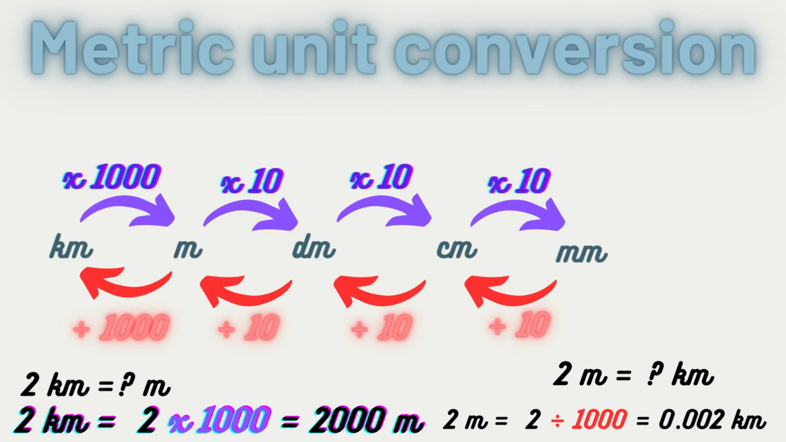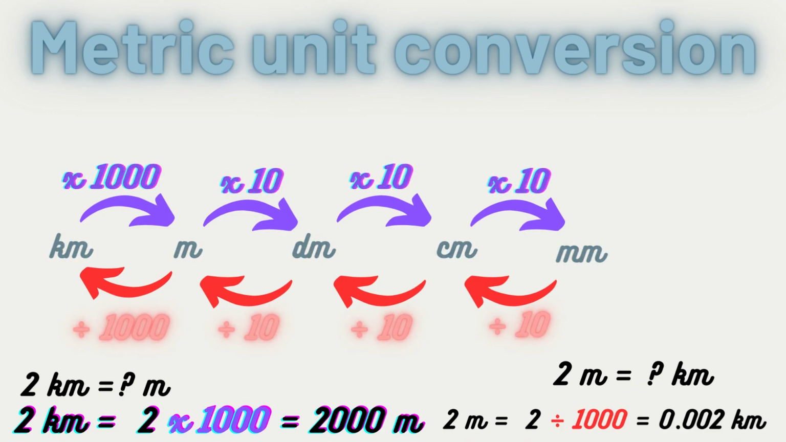For example, if you have a task: how many meters do you have in 2 kilometers? Then you are converting from a bigger unit, because kilometer is bigger, to a smaller unit. In this scenario, you need to multiply by 1000. This number you can find above the blue arrow, which is between the symbols of kilometer and meter, km and m. The answer will be 2 times 1000 equals 2000 meters. So 2 kilometers is equal to 2000 meters.